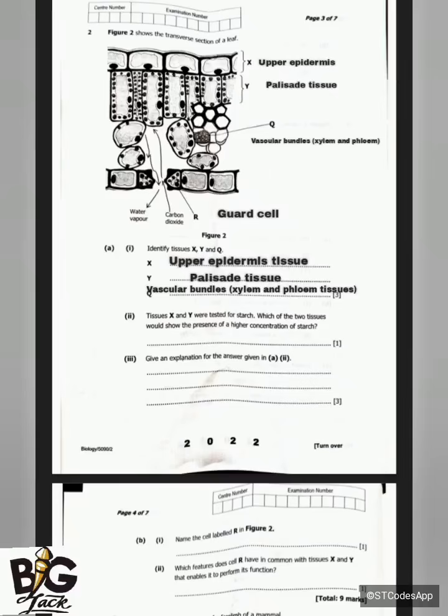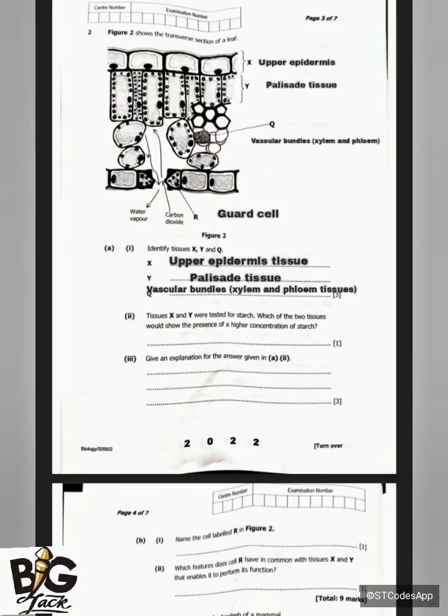Okay, the next one, which is Roman numeral 2, is about tissues X, which is the upper epidermis tissue, and Y, which is the palisade cell or palisade tissue. Now, as you can see on the palisade tissue here, we have an abundance of chloroplast, or I may say chlorophyll.